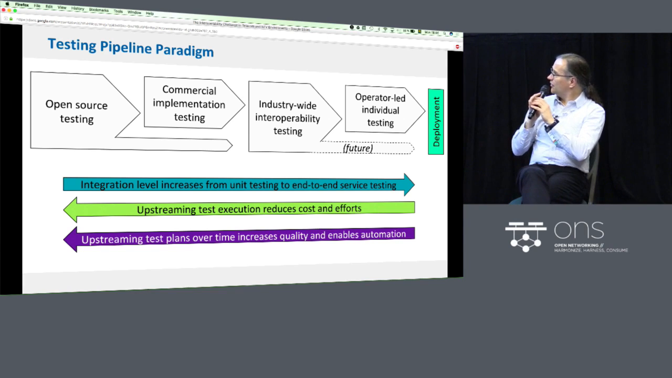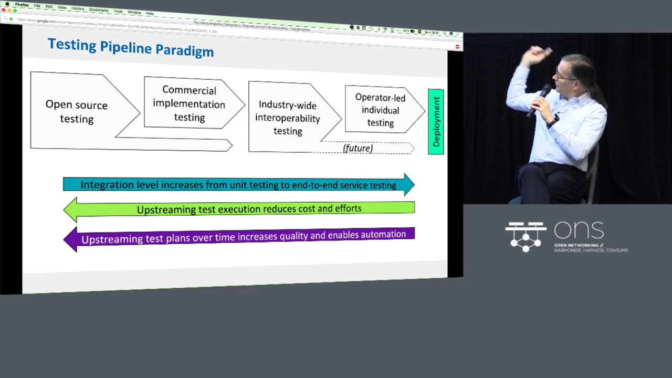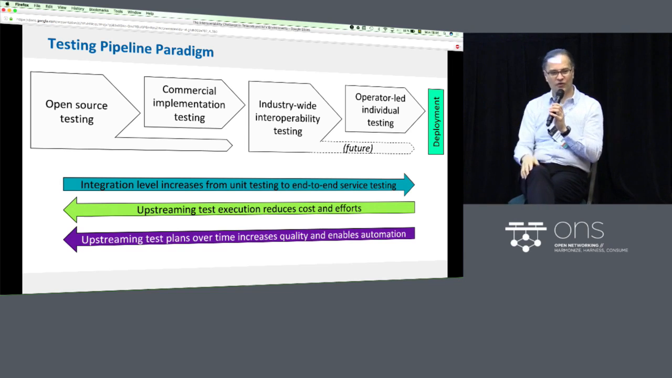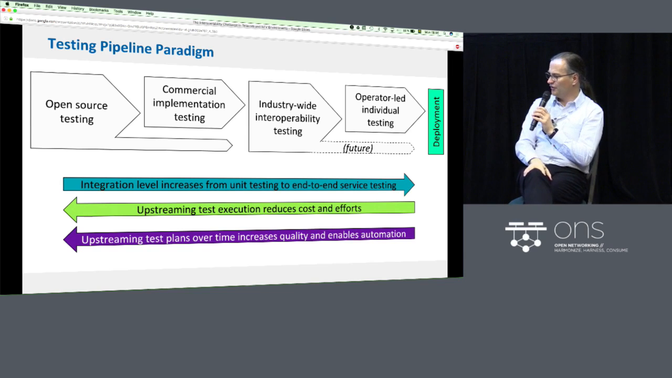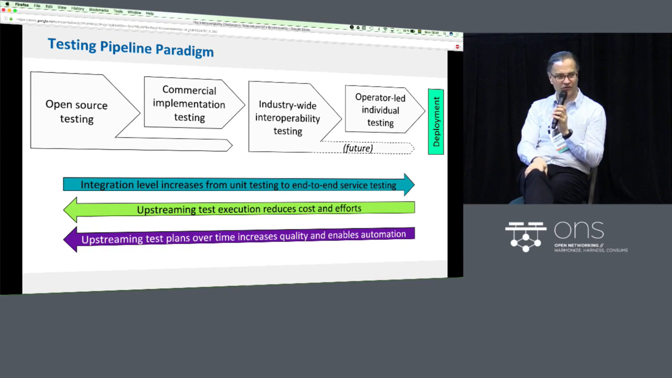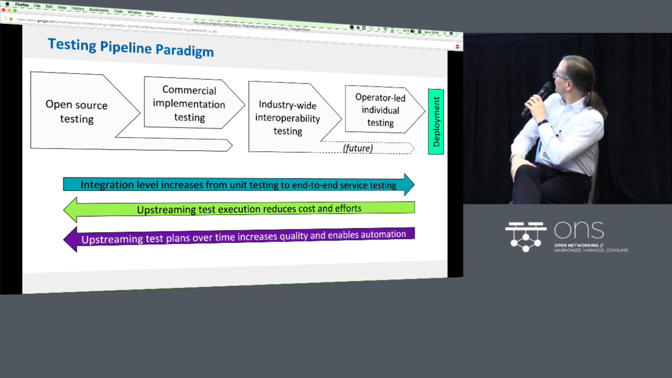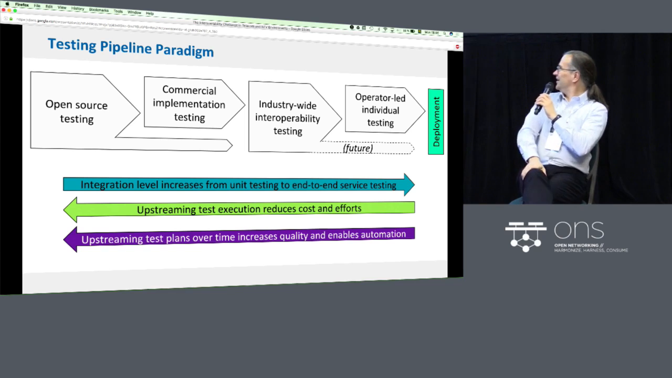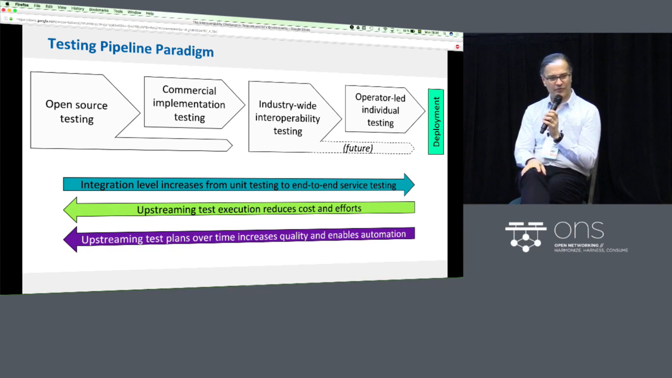So the idea is that test plans need to be upstreamed over time, like the purple arrow pointing to the left, to basically transport that testing experience to a place where testing can be better integrated and where it's cheaper, because it's only done once instead of a gazillion times. And at the same time, here it's green, there it's yellowish. Anyway, that's the reason for upstreaming tests: to reduce the cost and the effort, and also the time it takes to do this.